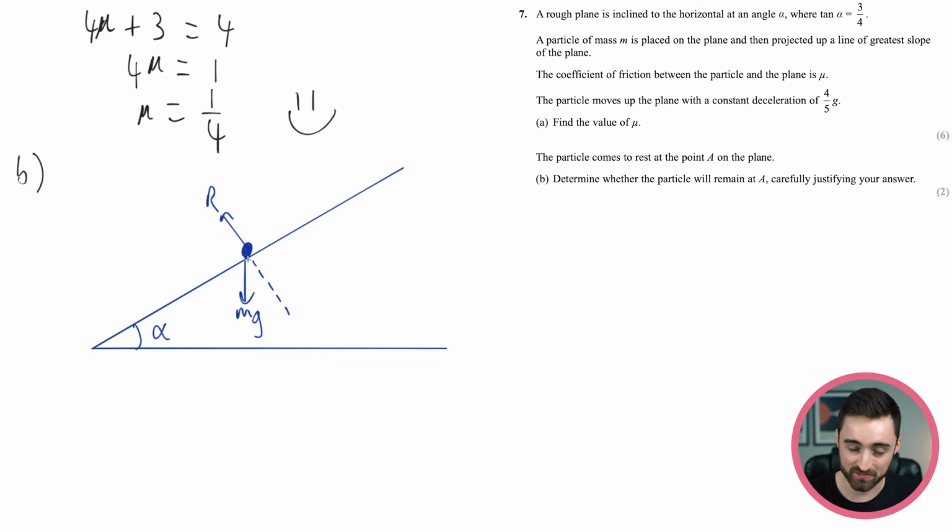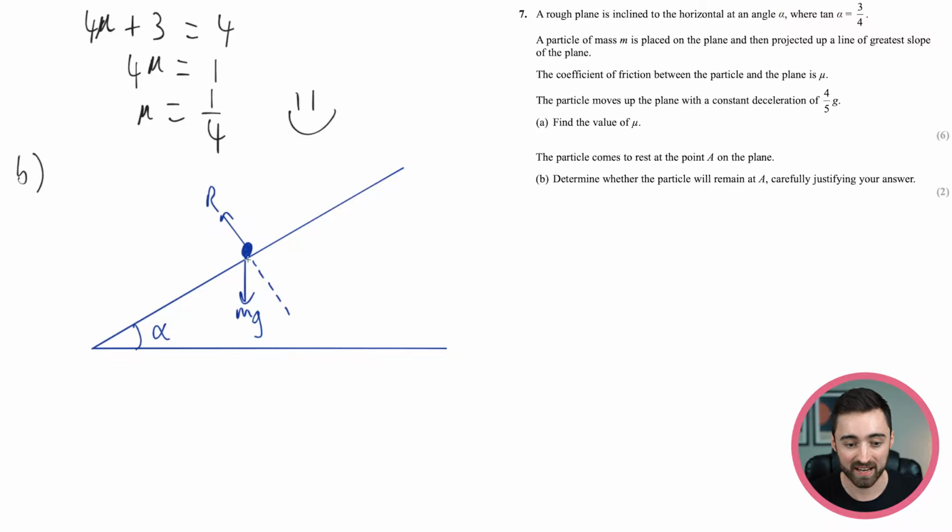But now there might be some differences. Because in part A, the particle was moving upwards, meaning that friction, which was trying to oppose the motion, was trying to say, whoa, whoa, whoa, pull it down. But in this case, what is the particle's natural course of action? What does the particle want to do, looking at this?